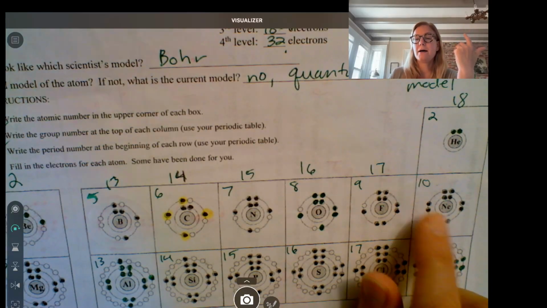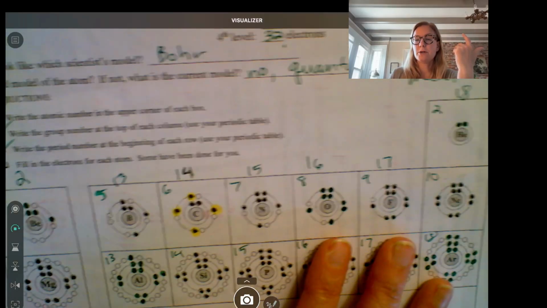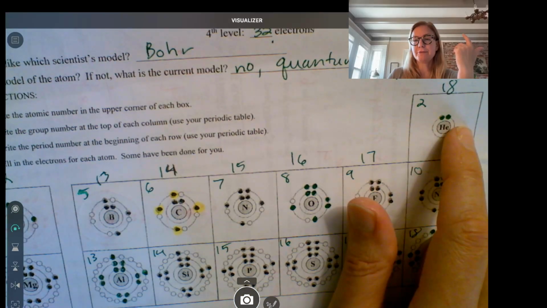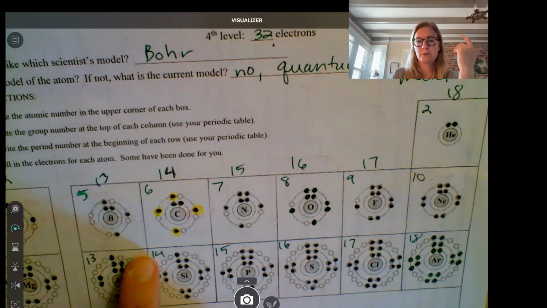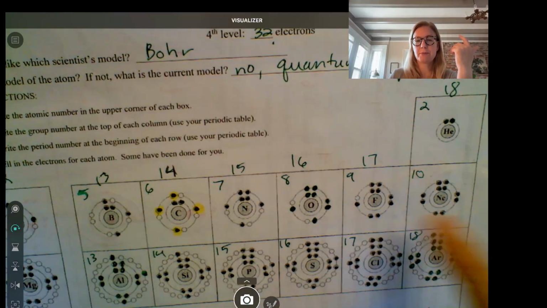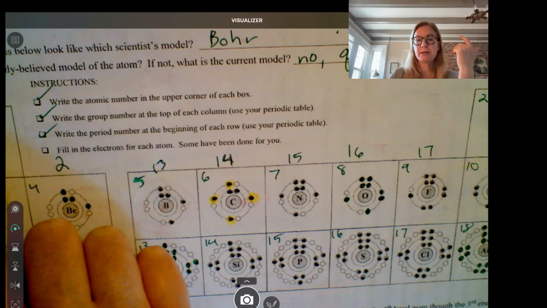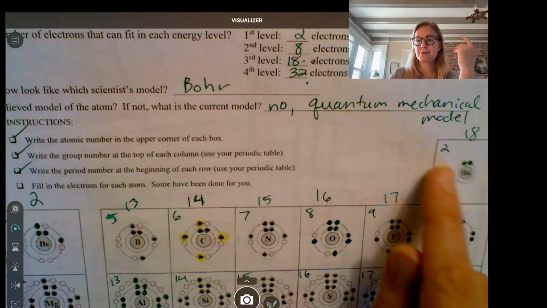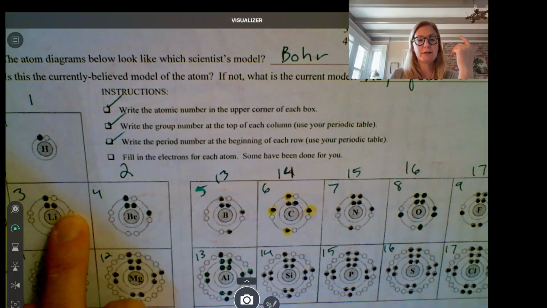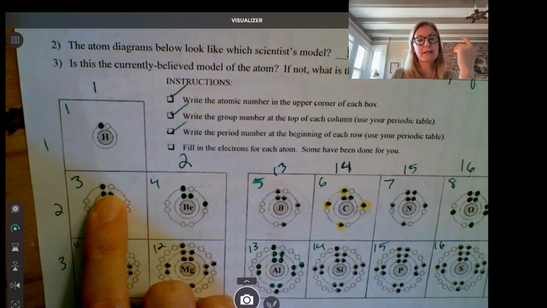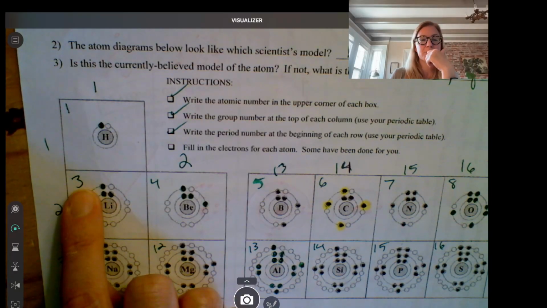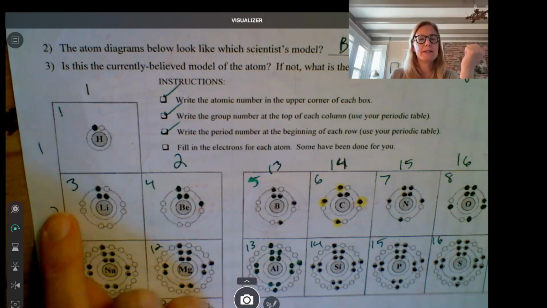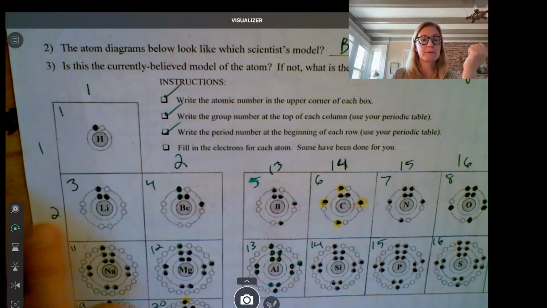Okay, and then you'll notice every time a level fills, it's at the end of the row, and then we go down to the next row. Okay, rows are called periods. So we filled up the first energy level in the first row. Then we move down to the second row, and we start filling the second energy level. Okay. These numbers in the box are just the atomic number. Okay, so that's the number of electrons. And then these are the period numbers, or the numbers for the rows.